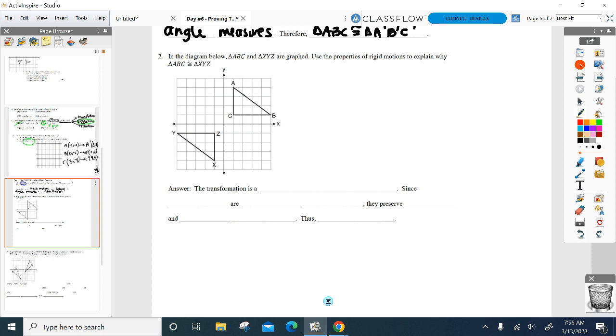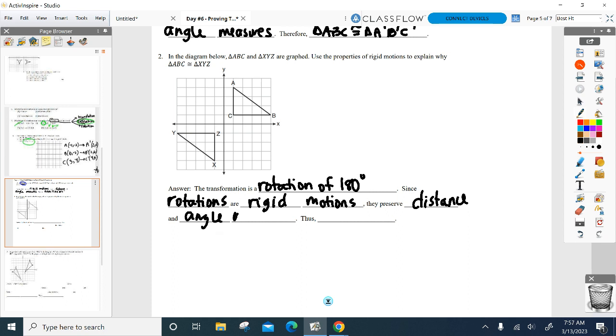This transformation is a rotation of 180 degrees. And then here we go. Ready? Since, what did we just perform? Rotations. These fill in the blanks are going to drop here pretty soon. Since rotations are rigid motions, they preserve distance and angle measure.